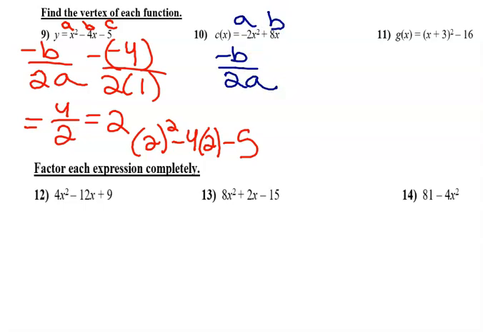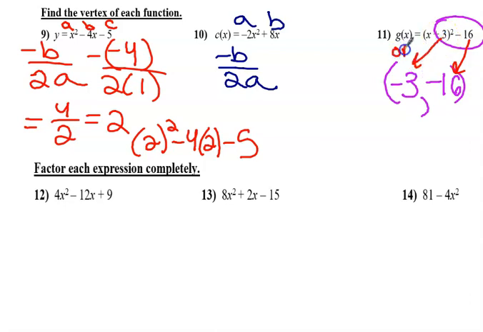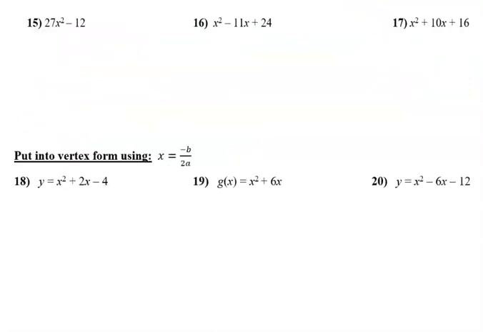Number 11, the vertex is right here. You don't have to do the work. You just have to identify it. So if it's plus 3, that means it's negative 3. And the negative 16 is as is. You do not change the sign. The inside is the opposite, okay, because of that parentheses. All right, so those are the vertexes for each of those. Again, you're trying to find the h and the k of the vertex. Definitely on your test.